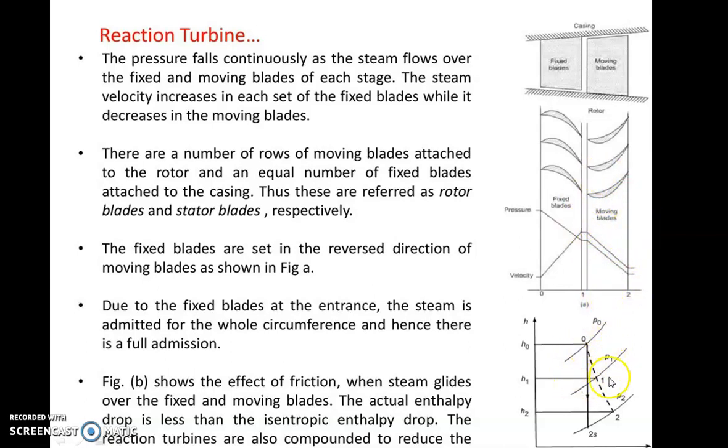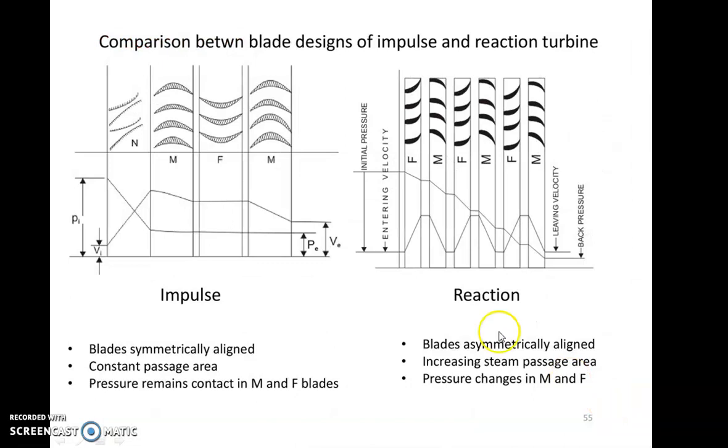On the HS diagram, 0 to 1 is a fixed blade or nozzle, and 1 to 2 is a moving blade. So the enthalpy drop H0 minus H1 takes place in the fixed blade, and the enthalpy drop H1 minus H2 takes place across the moving blades. Now if you see the comparison between impulse and reaction turbine, this is the impulse turbine: nozzle, moving blade, fixed blade, moving blade. So this is compounding actually. If you remember, it was velocity compounding, because kinetic energy, or velocity, is absorbed across the stages.